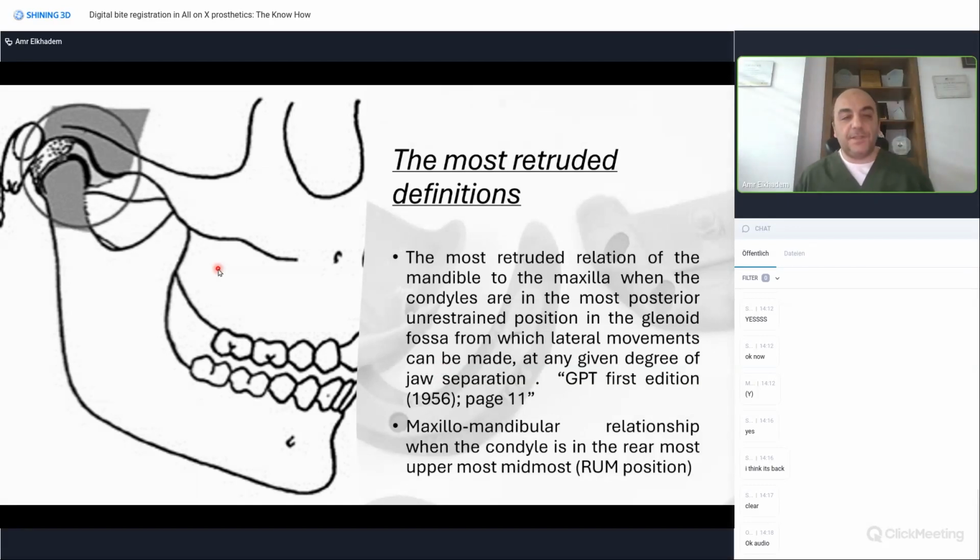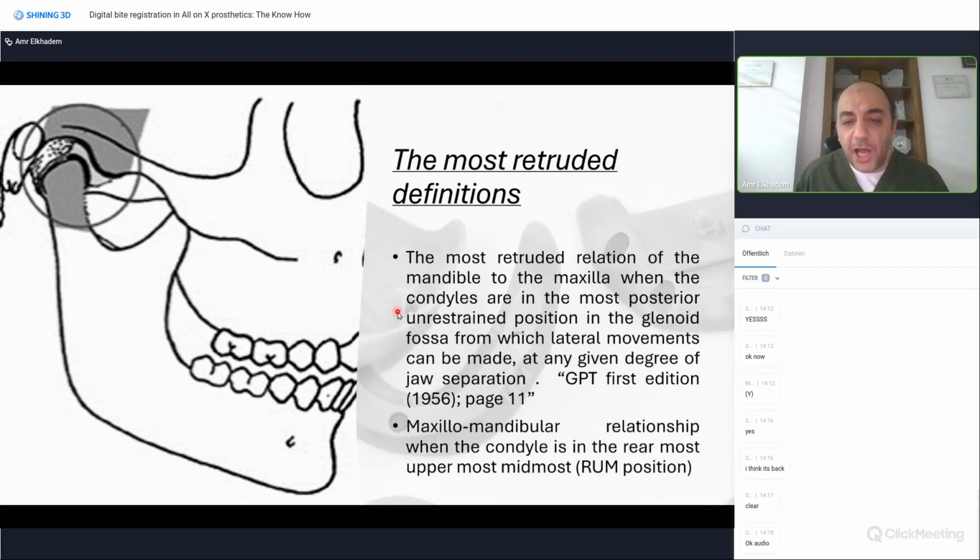Really, the definition of the centric has changed a lot. And maybe some of the guys will like the definition I'm telling you now. This is the definition from 1956. It's almost 75 years ago. They defined the centric like the most retruded relationship between the condyle and the maxilla, when the condyle is in the most retruded, unstrained position. And really, the definition is telling us that we have to bring the condyle as far back as possible.